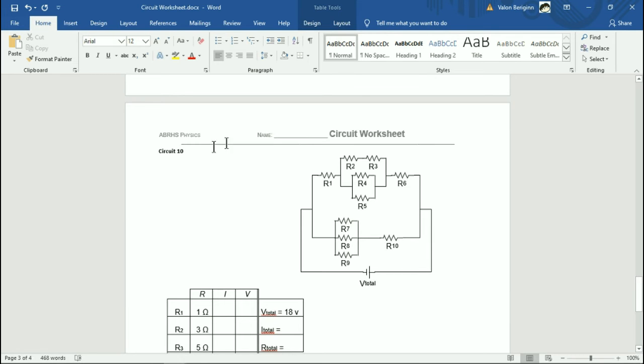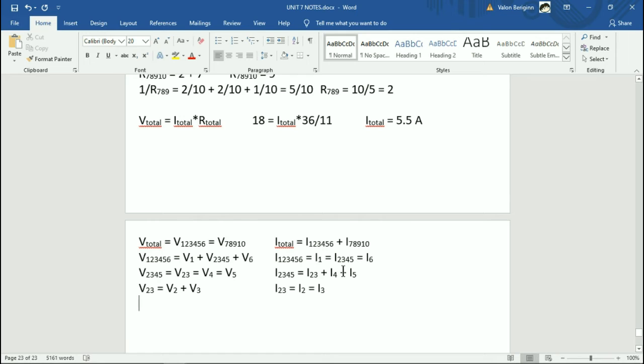7, 8, 9, 10: we have 7, 8, 9, and then 10. Those are in series together. So in series, we have 7, 8, 9 plus V10. For current, equal.